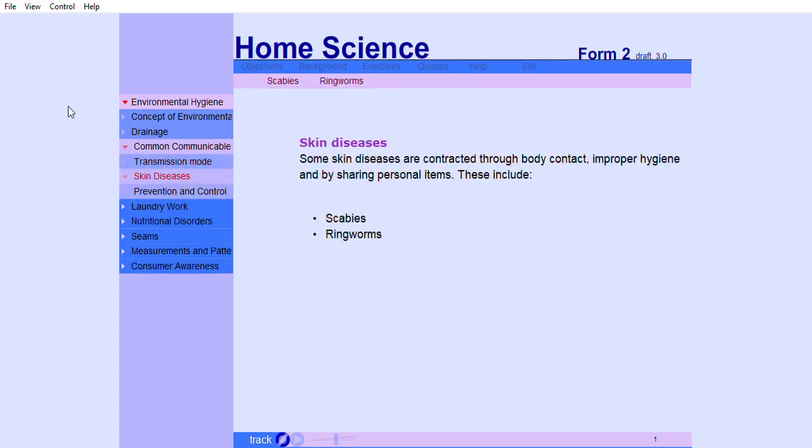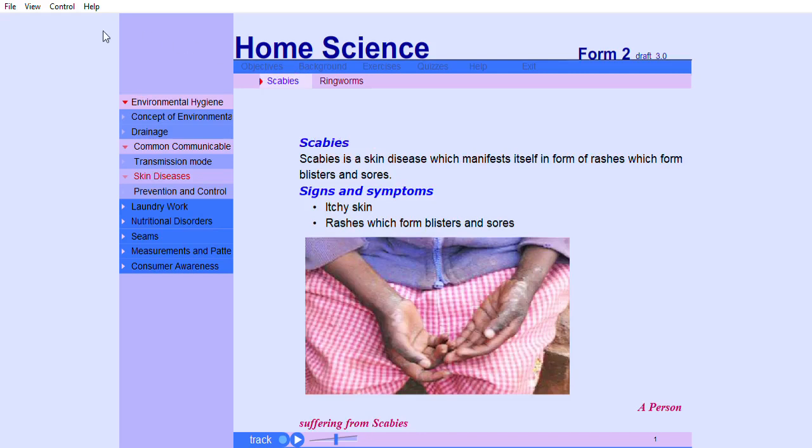Some skin diseases are contracted through body contact, improper hygiene, and by sharing personal items. These include scabies and ringworms. Scabies is a skin disease which manifests itself in form of rashes which form blisters and sores. The signs and symptoms of scabies are itchy skin and rashes which form blisters and sores.